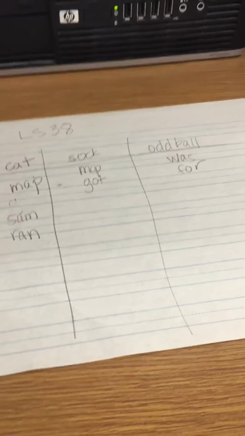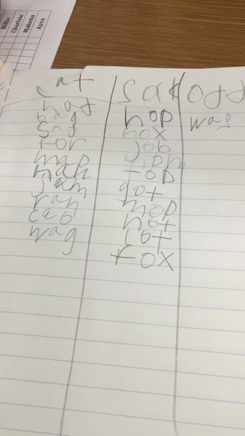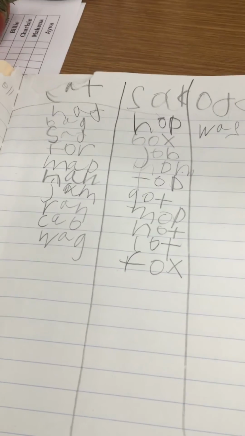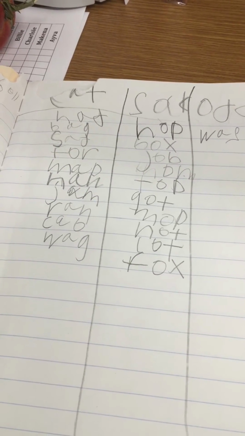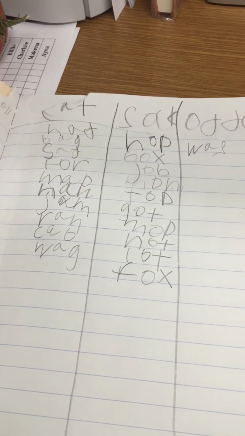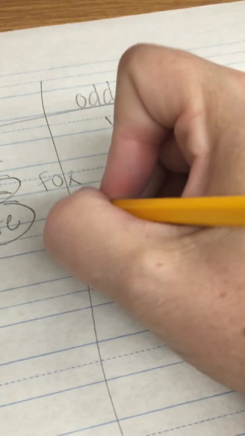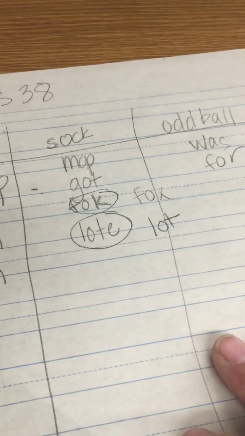Once your whole spelling test is really done, you're going to get your word study book out and turn to the page that shows your sort. So this page shows my sort, and I'm going to check my word study book and make sure that I don't have any misspelled words. After I check, I'm going to circle the ones that are misspelled. So this one should be spelled fox, and this one should be spelled lot. So you're going to circle any misspelled words you have.